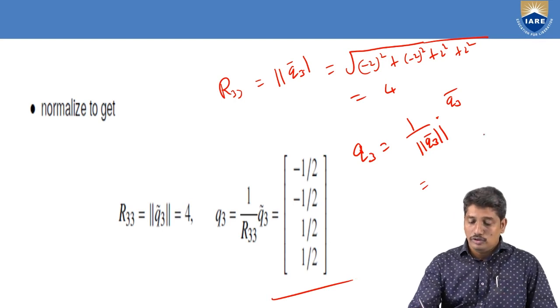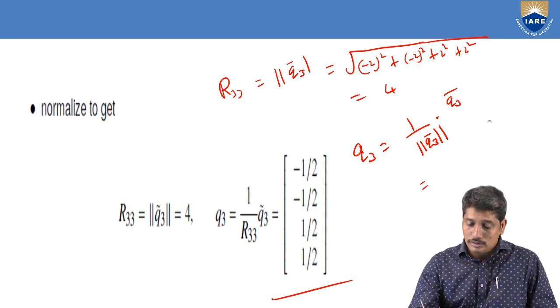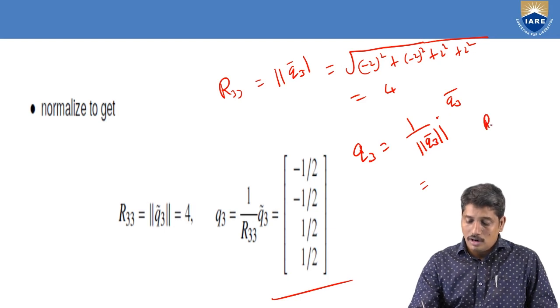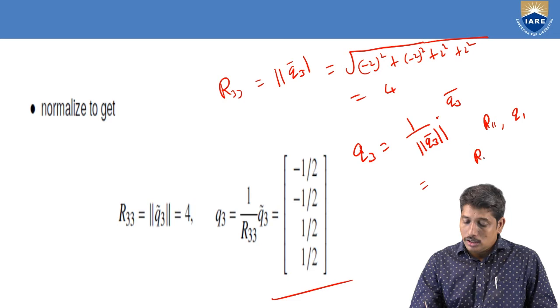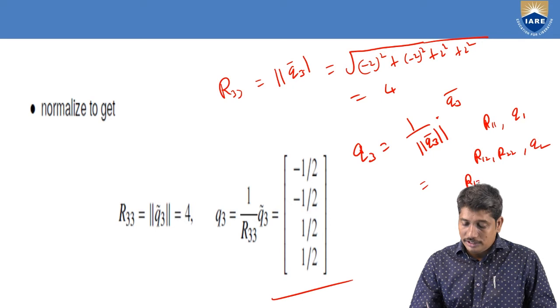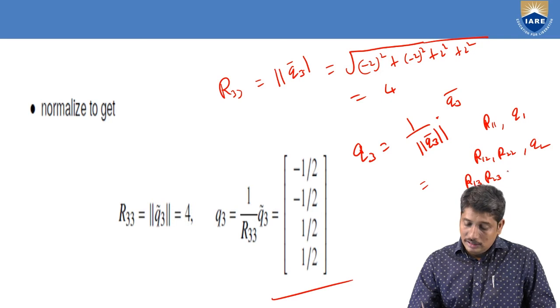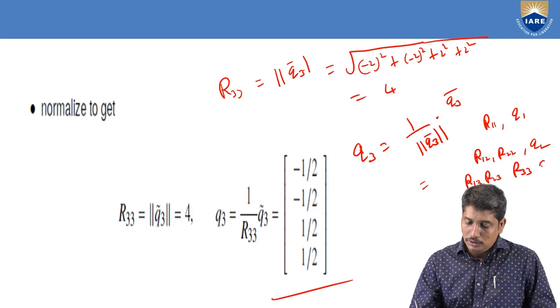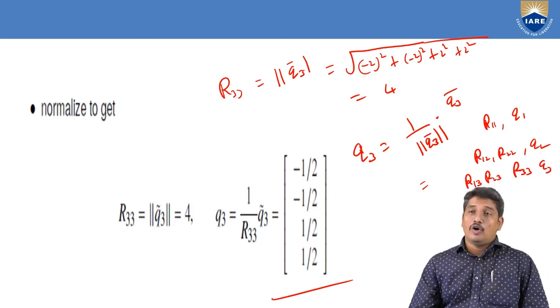So we have successfully found, in part 1, R11 and Q1. In part 2 we have calculated R12, R22 and Q2. And in part 3 we have calculated R13, R23, R33 and Q3. So this is the way we have obtained all the required things.